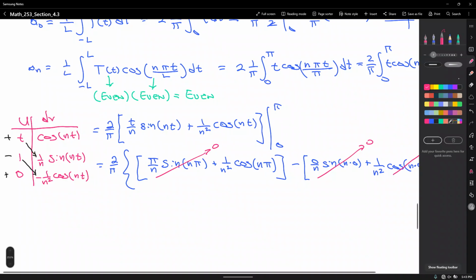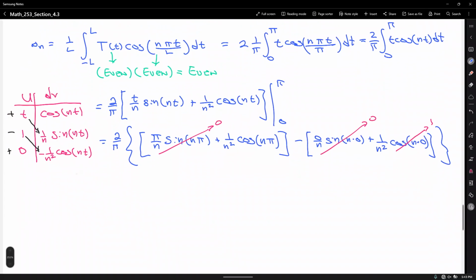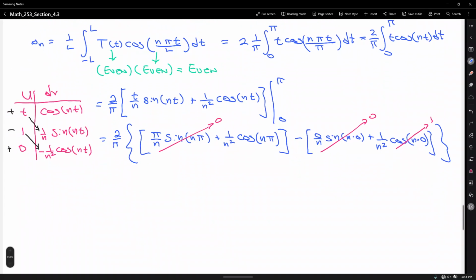Okay, so what is left in here? We will be left with 2 over pi again. I'm going to open brackets for this. That is pi over n times 0, which is actually 0. Then 1 over n squared, but what did we say about this cosine of n pi? Didn't we say this is negative 1 to the n? All right. Minus, what is that? Simply 1 over n squared.